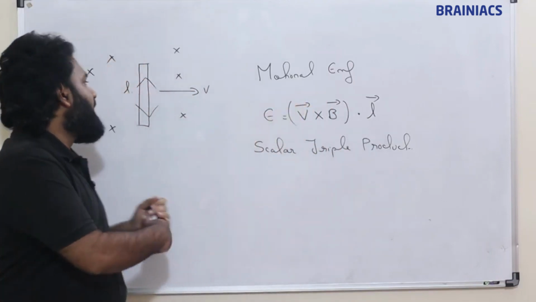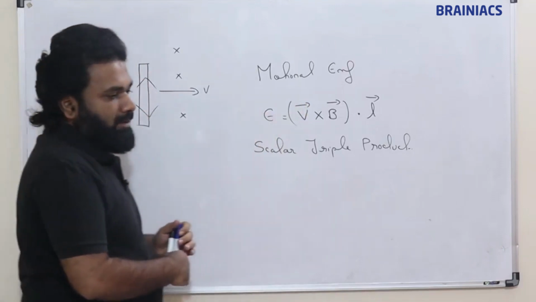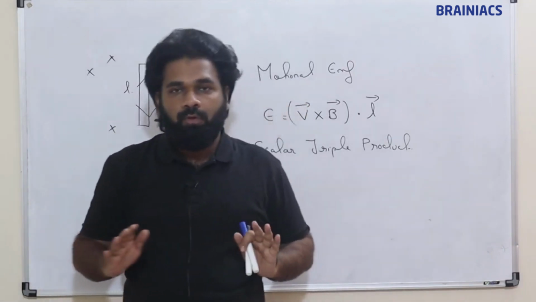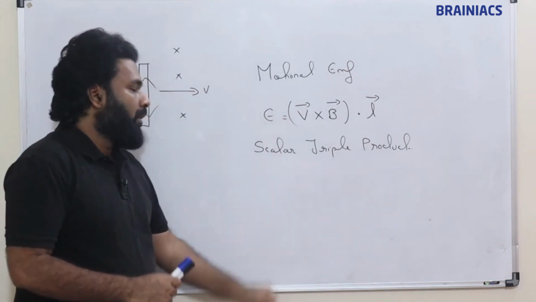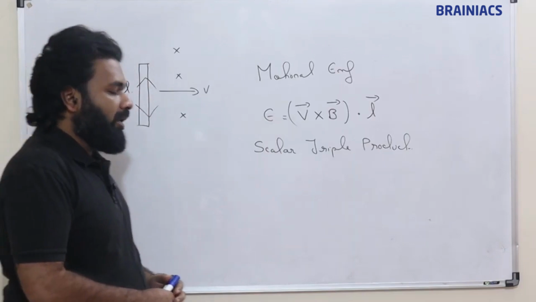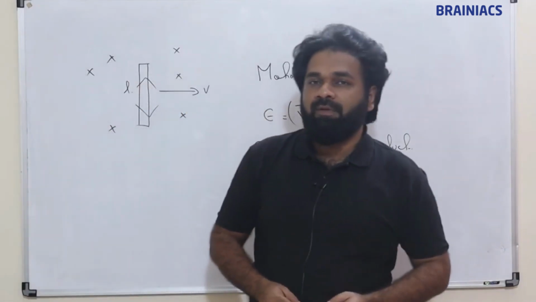Even in the other way, even if we take magnitude wise, there is no mistake. We can take that also, but you should take the positive sign, that's all. So this is the scalar triple product. We have done some problems also in the previous session.